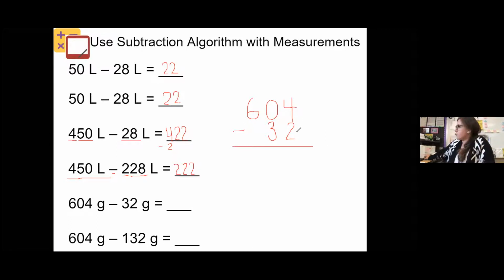Hopefully you did that, and 4 take away 2 is 2. I can do that, more on top, no need to stop. Tens place, I have more on the floor. So I need to go next door to get 10 more. 6 becomes 5 and 0 becomes 10. 10 take away 3 is 7, really it's 70. 500 take away our invisible 0 is 500. So our answer here is 572 grams.